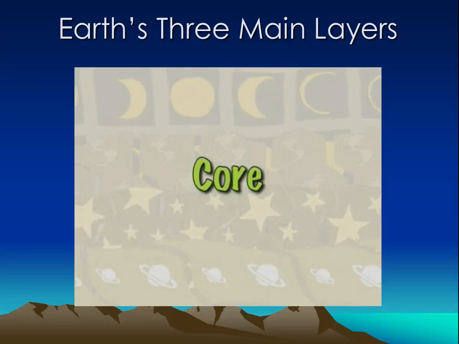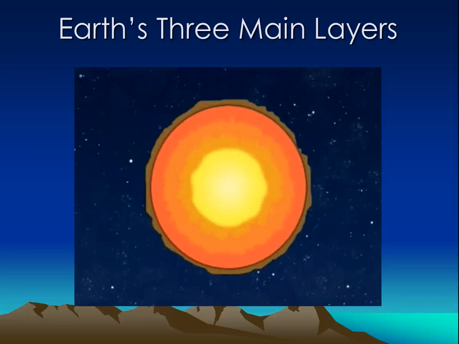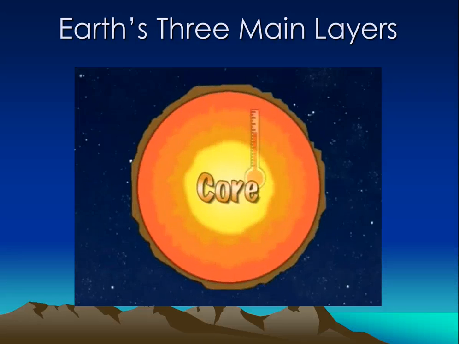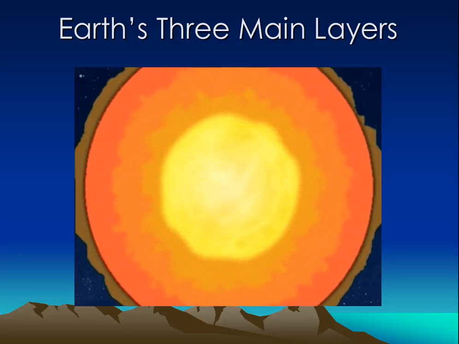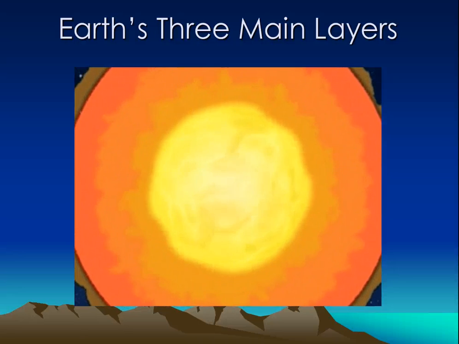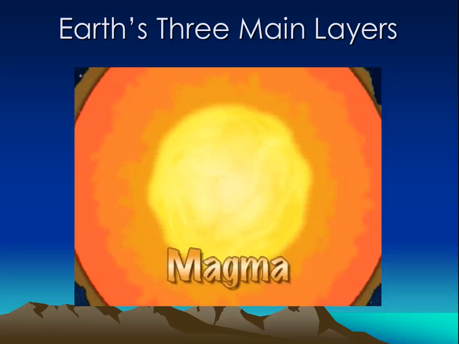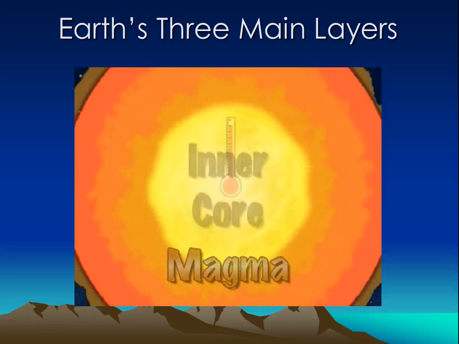Core. Right inside the mantle is the core. The core is even hotter than the mantle. The rocks in the outer part of the core are so hot that they are liquid. This melted rock that moves between the mantle and the core forms a wavy border. This liquid rock is called magma.